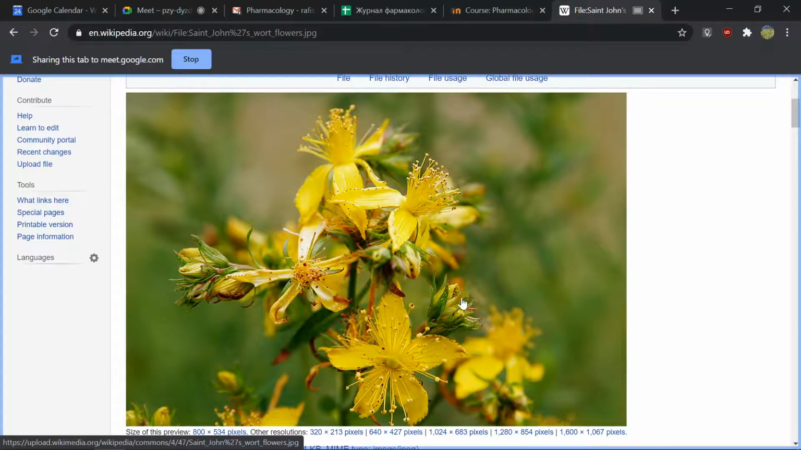So, do you remember this one? Yes, of course. This is Hypericum perforatum, or St. John's wort. The name is from the sand, and it is used as a herbal medicine, the most popular herbal medicine in the world. So voriconazole is contraindicated together with this plant.